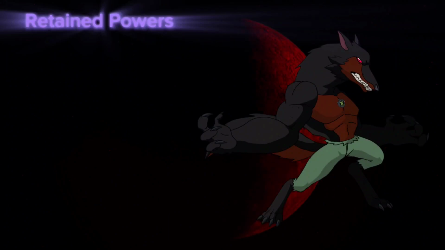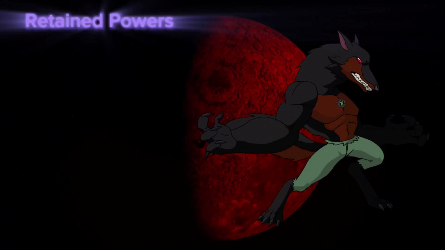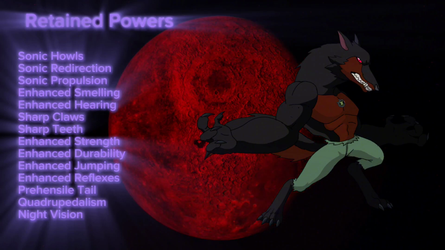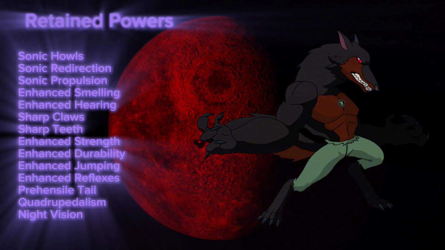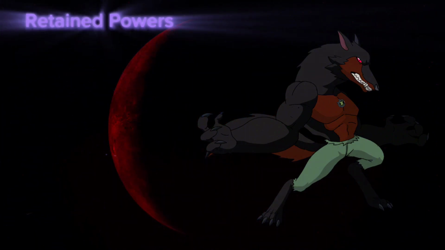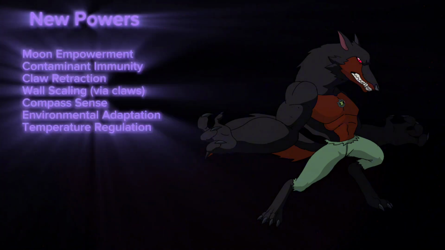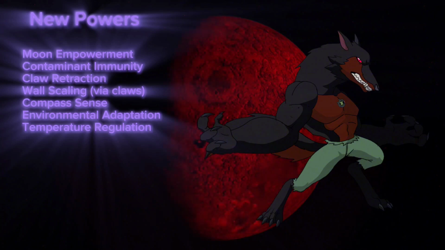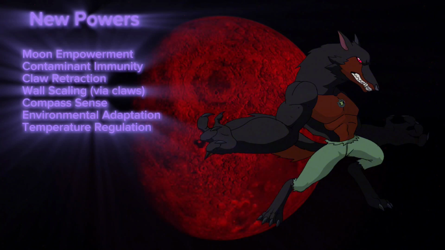Now on to powers and weaknesses. For retained powers, these include Sonic Howls, Sonic Redirection, Sonic Repulsion, Enhanced Smelling, Enhanced Hearing, Sharp Claws, Sharp Teeth, Enhanced Strength, Enhanced Durability, Enhanced Jumping, Enhanced Reflexes, Prehensile Tail, Quadrupedalism, and Night Vision. New powers include Moon Empowerment, Containment Immunity, Claw Retraction, Wall Scaling via Claws, Compass Sense, Environmental Adaptation, and Temperature Regulation.